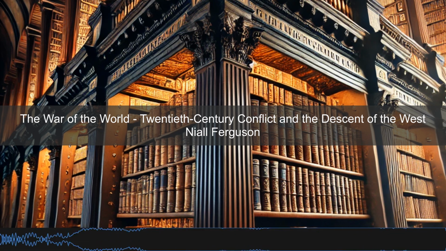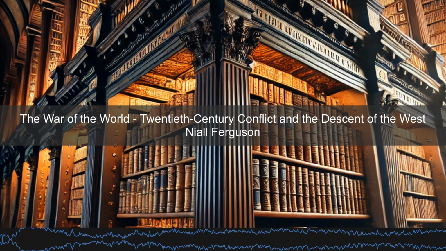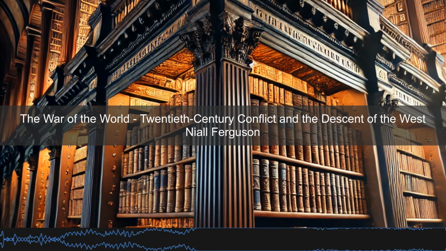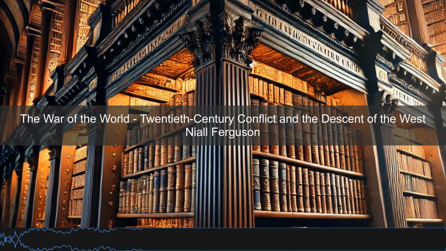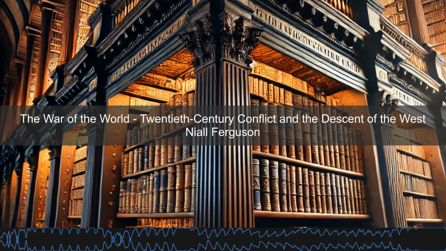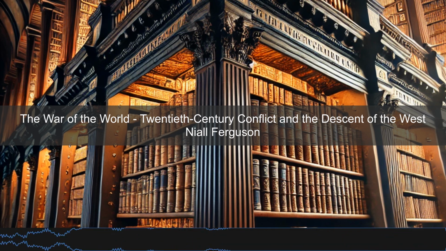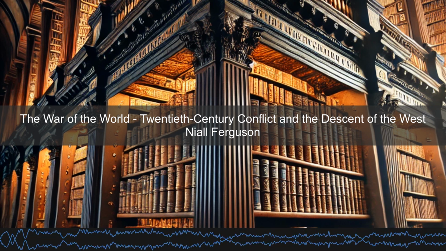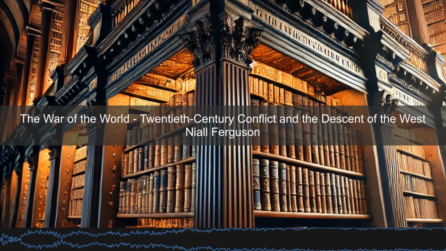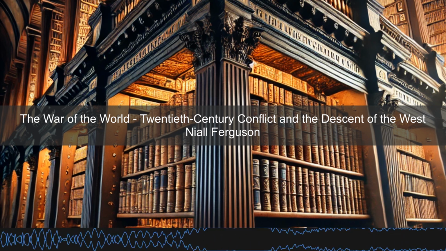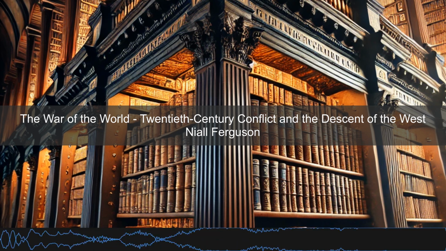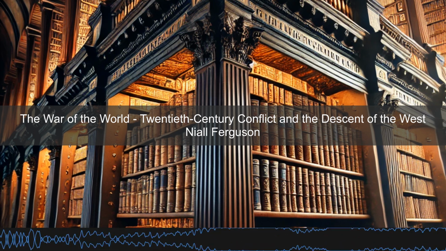Exactly. Which brings us to another really key theme in Ferguson's book, the role of economics in fueling conflict. He makes a really compelling argument that economic instability is often a key ingredient in the recipe for violence. Like a catalyst almost. Right. He uses the Great Depression as a prime example, showing how that economic collapse in the 1930s created this breeding ground for extremist movements like Nazism.